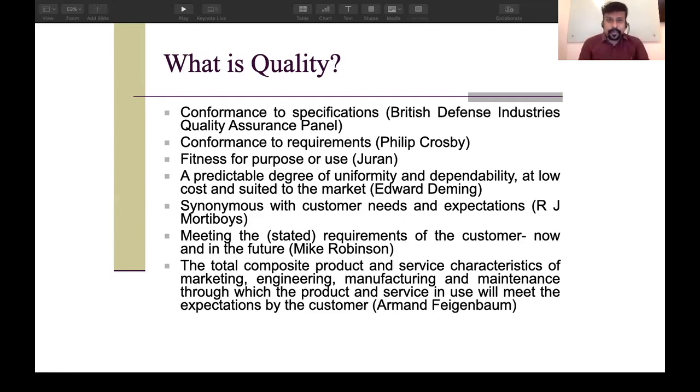Now the next definition is synonymous with customer needs and expectations. This is nothing but meeting customer needs and meeting customers' expectations. This definition is by R.J. Mortiboys. Now coming to the next definition, by Mike Robinson. According to this definition, don't focus only on customer requirements in the present, also focus on the customer requirements in the future. That is Mike Robinson's definition.